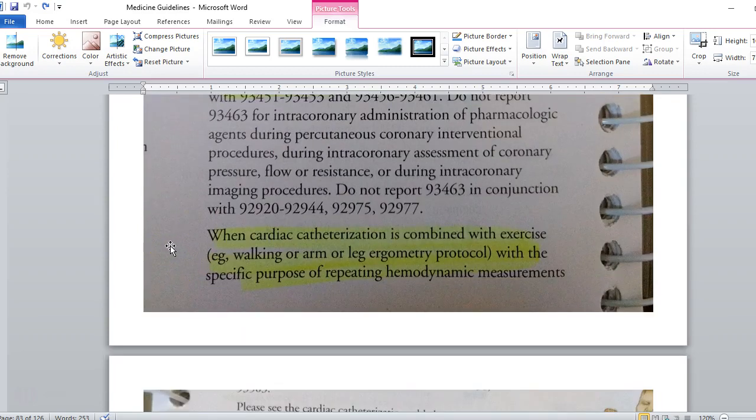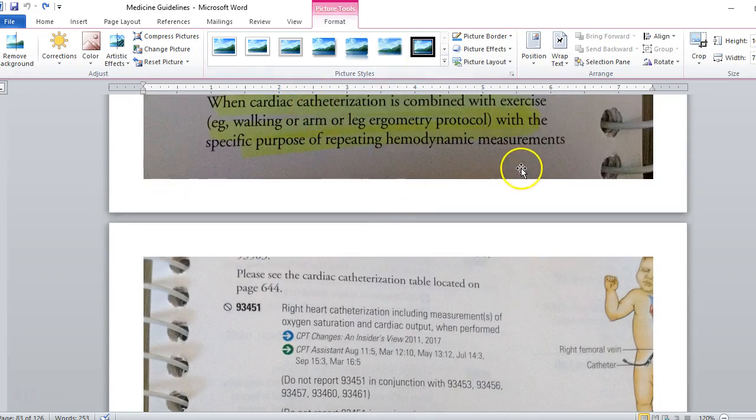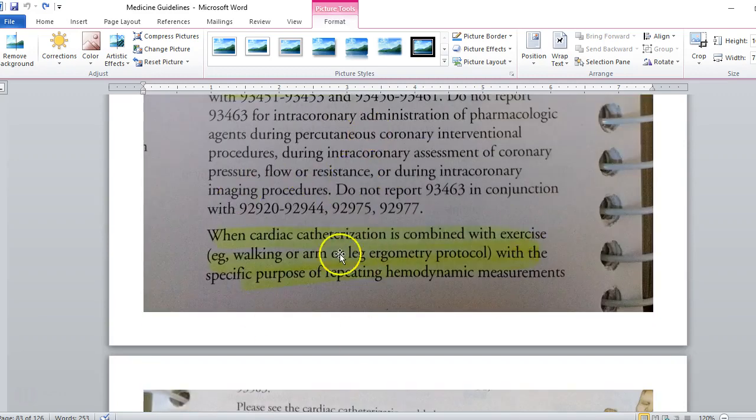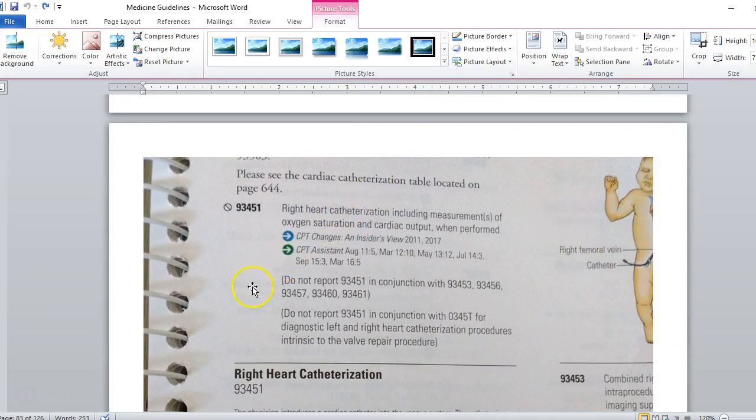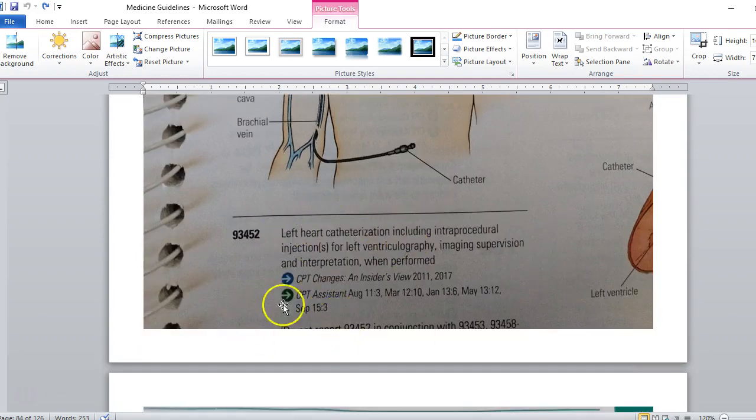They also tell us that when cardiac catheterization is combined with exercise, so walking or arm or leg ergometry protocol, with specific purposes of repeating hemodynamic measurements to evaluate hemodynamic response, use 93463 in conjunction with these codes. So again, it's just giving us more information. So right here, here's our right heart catheterization. Again, we do not report with these codes. You can see right here, here's the catheter going in. The left heart catheterization.